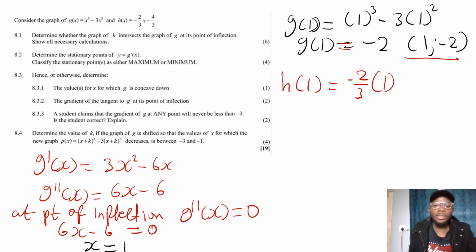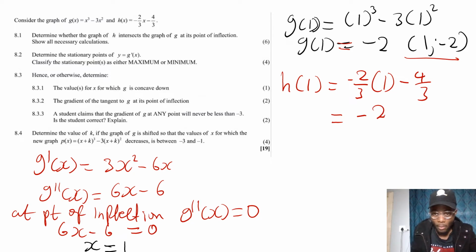Where there is x, we substitute 1. So minus 2 over 3 minus 4 over 3 will give us negative 2. You can check with your calculator. Since these are the same, when x is 1 in both graphs we get the very same y. It means they intersect at the point of inflection.